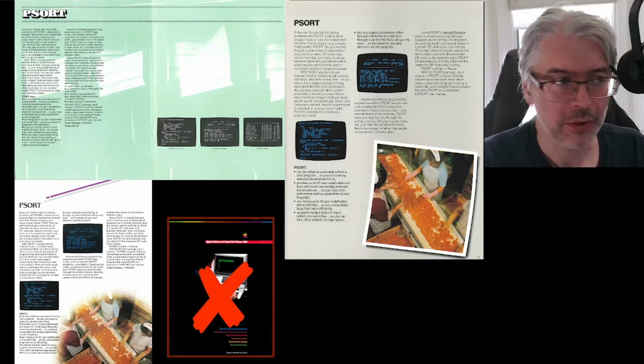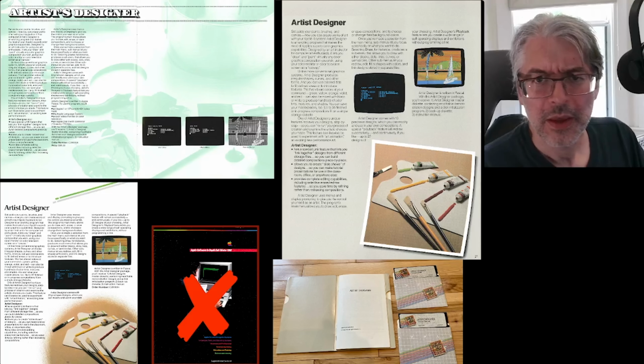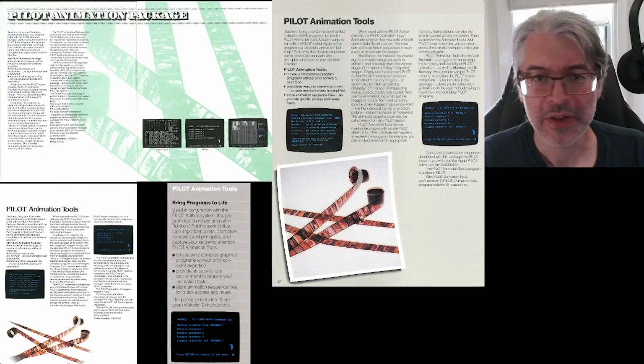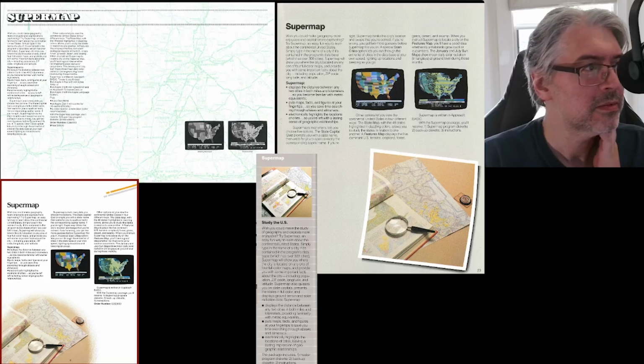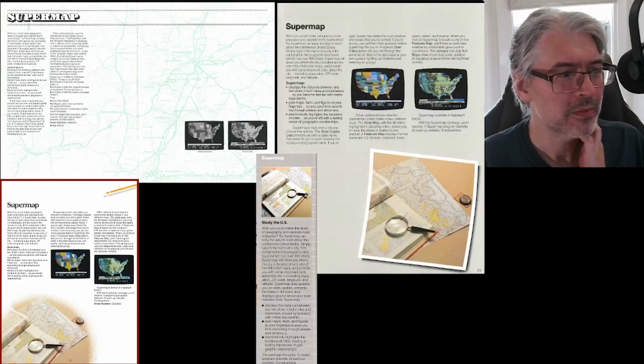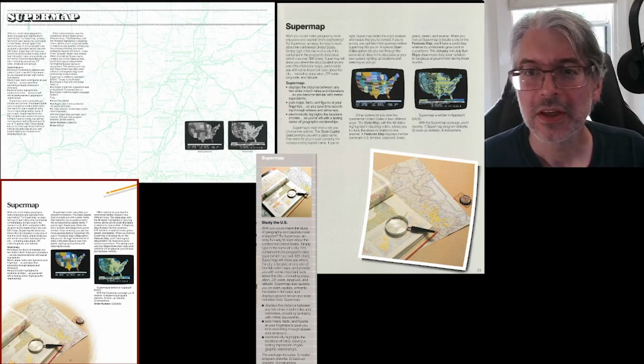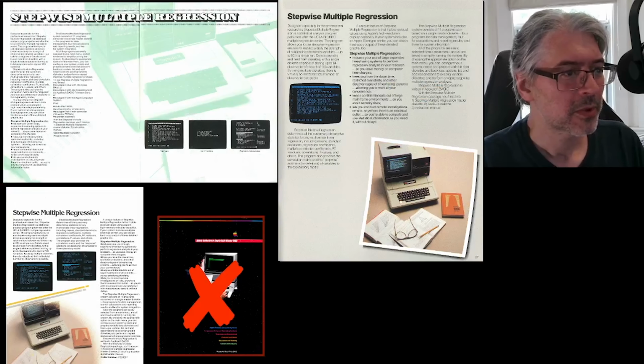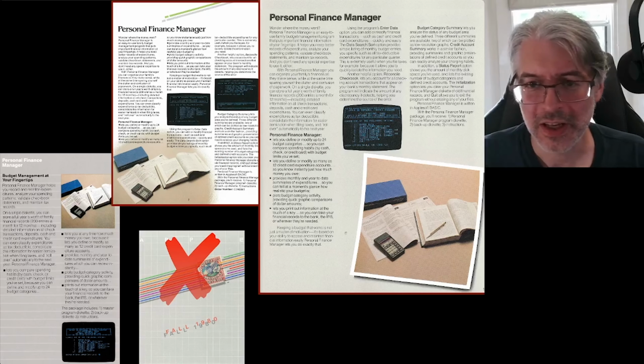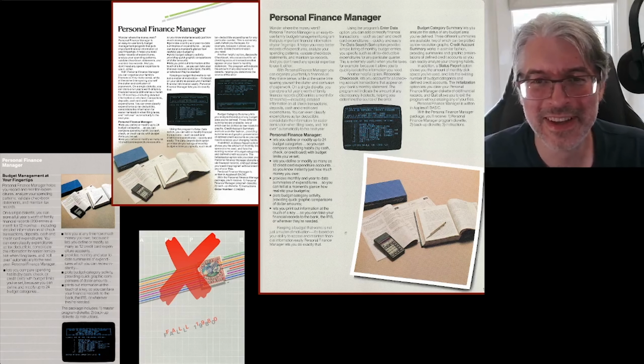P-sort, sorting algorithms, artist designer, the Pilot animation tools. Supermap, sort of a map producer. This one made it all the way to the last catalog as well. Personal Finance Manager, again, everybody loved this one. Everybody had it.